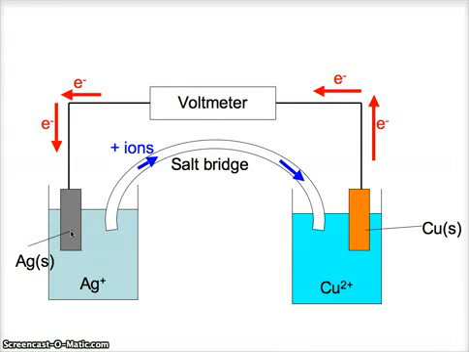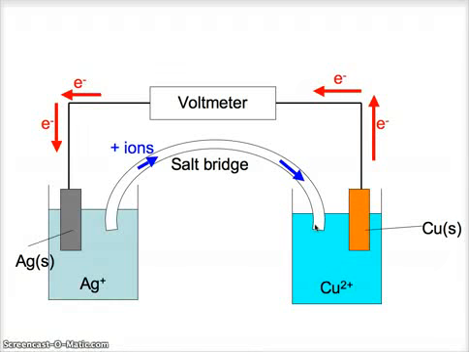In order for this to happen, we also need a salt bridge. A salt bridge is essentially a glass tube that allows the flow of ions to go through. And when we have a large flow of negative electrons flowing from one side to the other, we're going to need a flow of positive ions from one side to the other to counteract that.